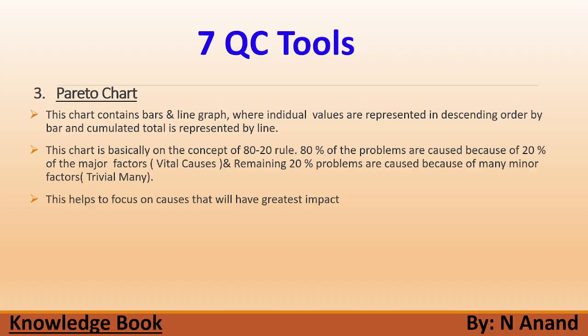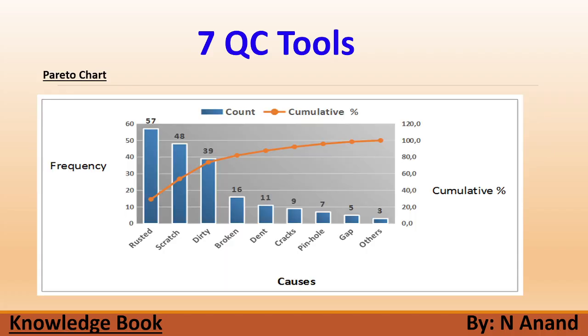Third is a Pareto diagram. This chart contains a bar and line graph where the individual values are represented in descending order by bar, and the cumulative total is represented by a line. This chart is basically on the concept of the 80-20 principle. 80% of problems are caused because of 20% of the major factors, and 20% of the problems are caused because of many minor factors. This helps to focus on the cause that will have the greatest impact.